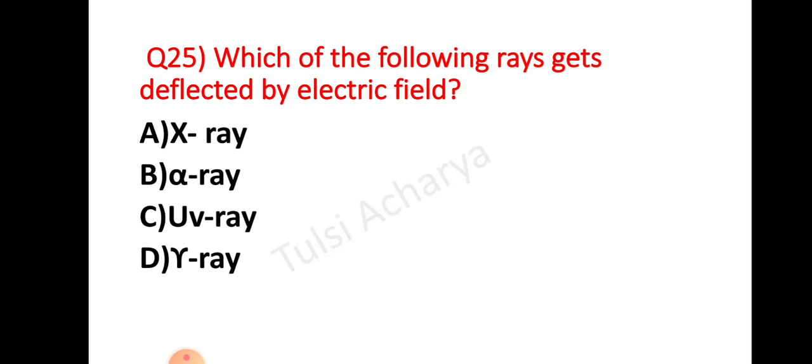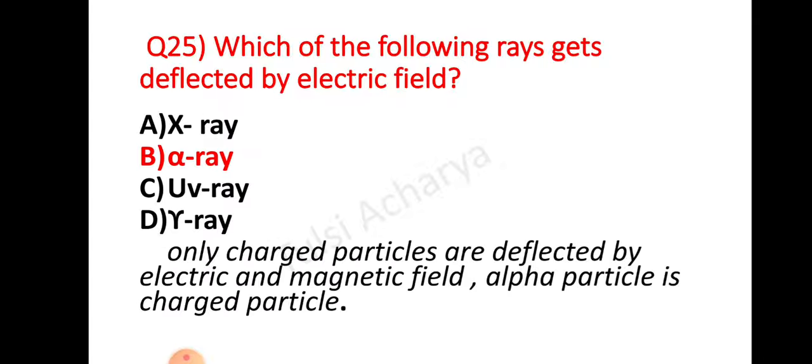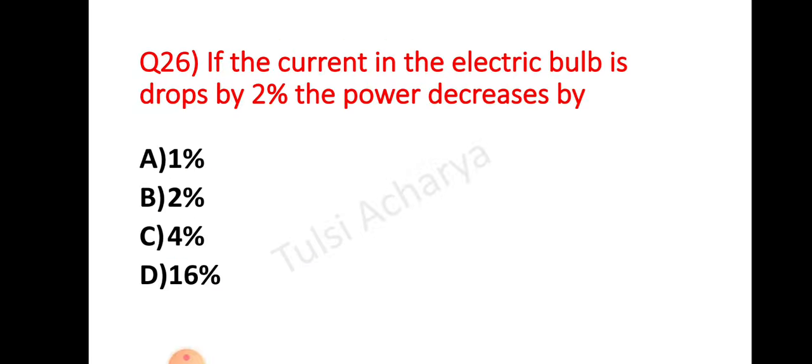Now let's move to question number 25. Which of the following rays gets deflected by electric field? We all know that those rays or particles get deflected by electric field if they carry charge. X-rays, UV rays and gamma rays are chargeless, so they are not deflected by electric and magnetic field. Only alpha ray is deflected by electric field, because alpha rays are positively charged particles.